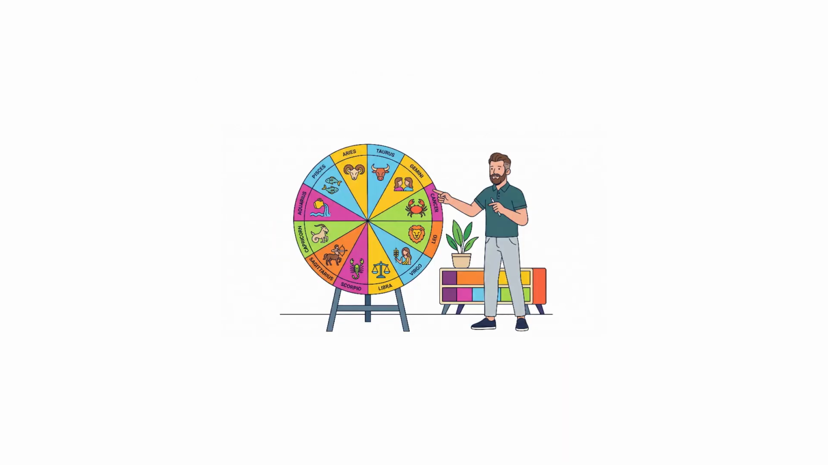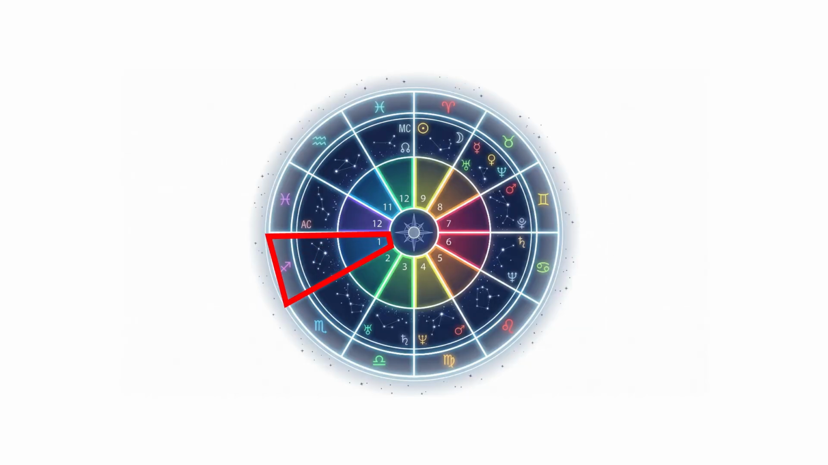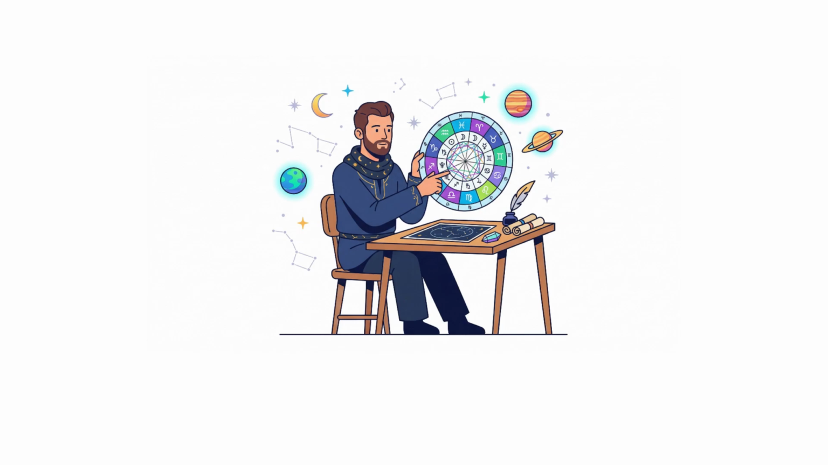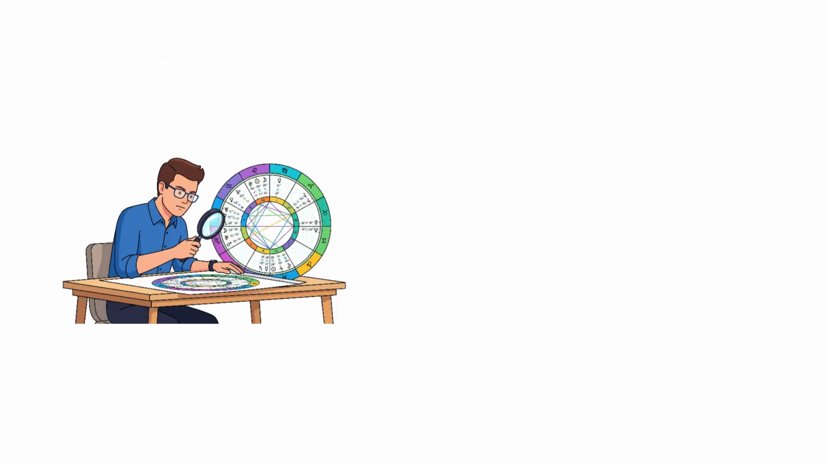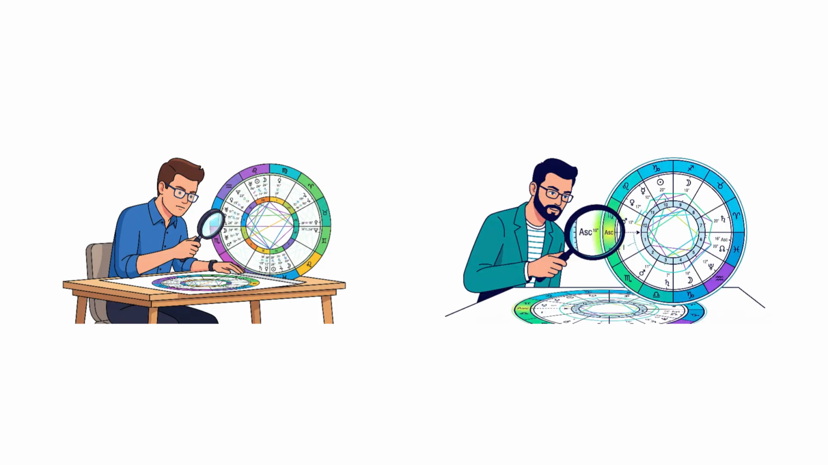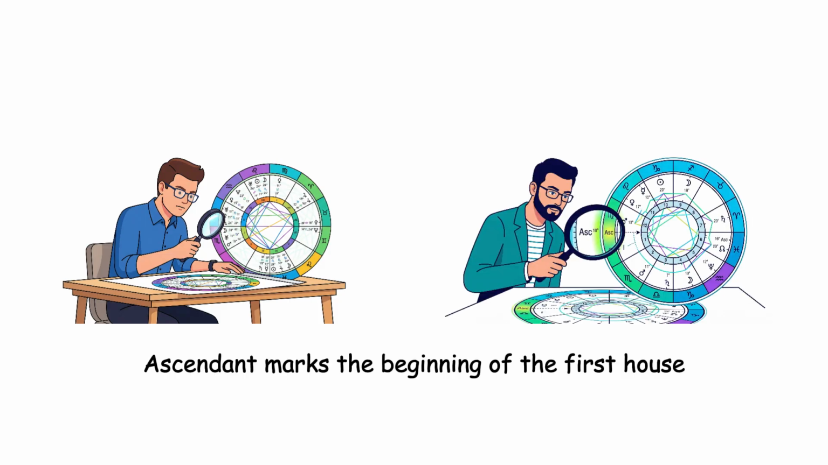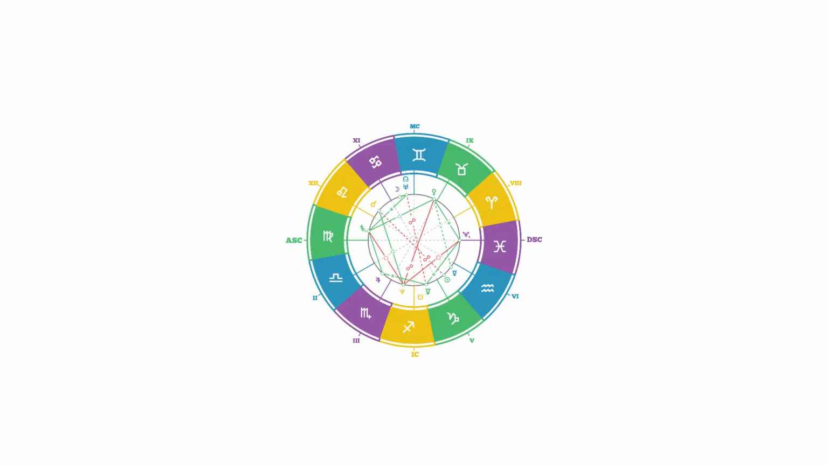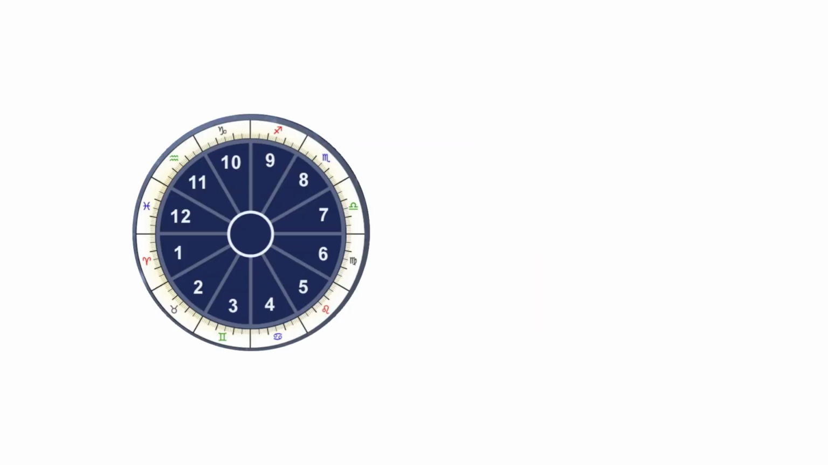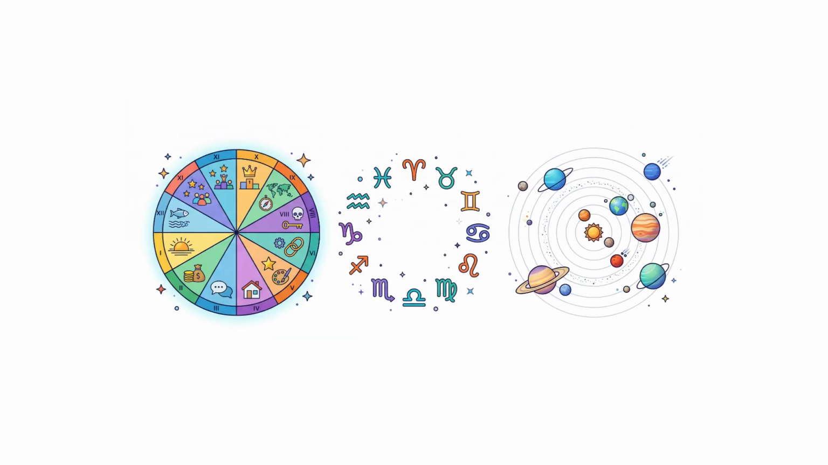Here is an important note. Since we are beginning with the first house and moving counterclockwise through the 12th, be aware that astrologers use different house systems, so you need to have a keen eye when searching, because the ascendant marks the beginning or the cusp of the first house. For clarity, let us use the equal house system, which divides the ecliptic into 12 equal segments starting from the ascendant. Of course, you can decide to use any system that you prefer.